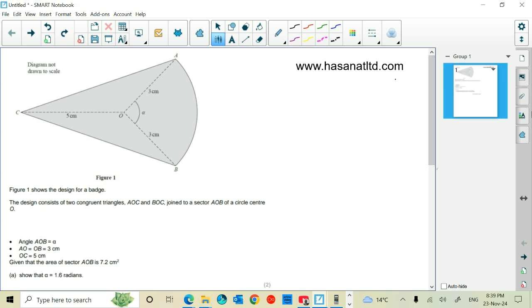First of all, the area of sector is equal to half r squared theta. So we need to write that down. The area of sector is equal to a half r squared theta, but I'm going to replace that with alpha because that's the angle given here. So substitute that value in of 3 for the radius. So we got a half 3 squared, which is equal to 7.2 square centimeters. So that gives us 9 over 2 alpha. 9 over 2 alpha is equal to 7.2.